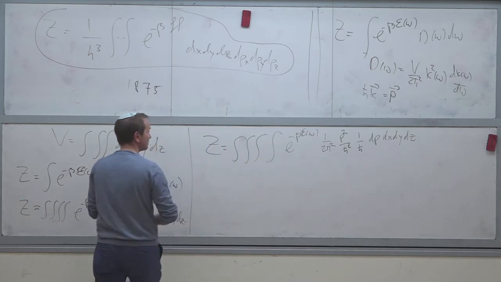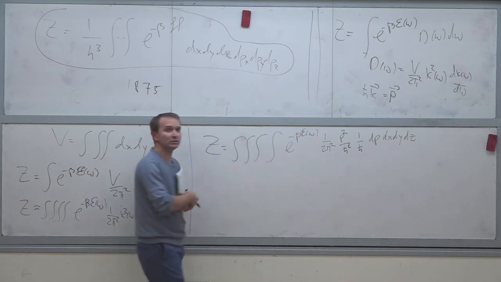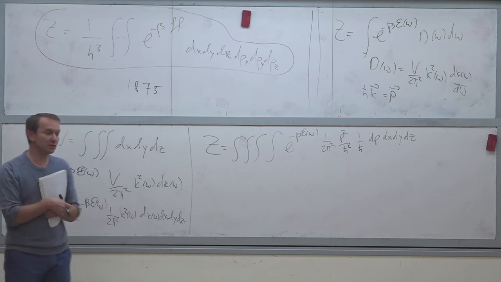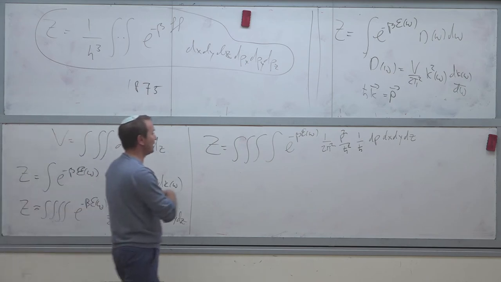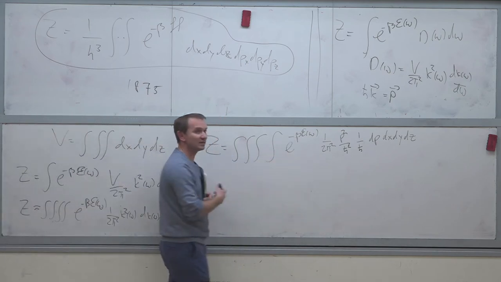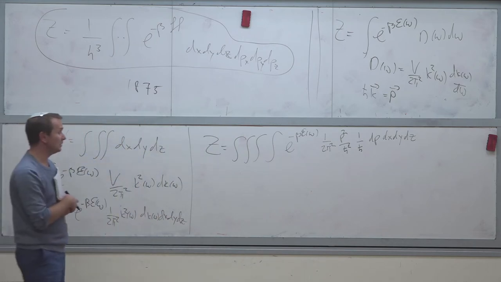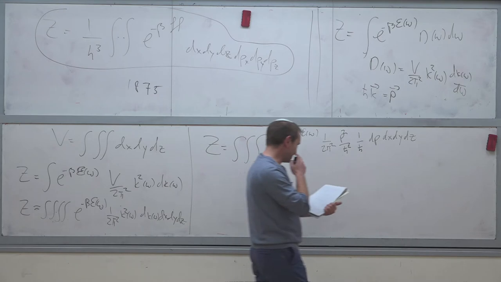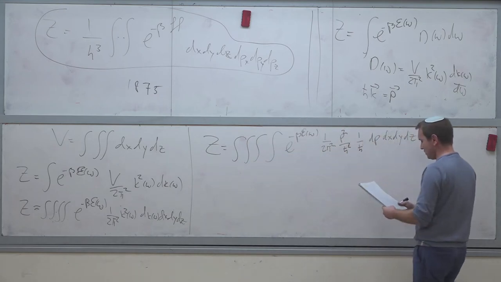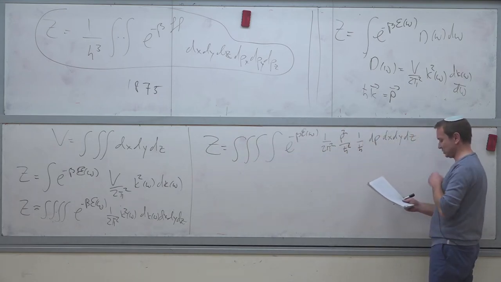So first of all, this epsilon here is the total energy of the system. So instead of writing e to the power minus beta epsilon of omega, I can write simply e to the minus beta of the Hamiltonian. Okay. Another thing is to notice the following expression.